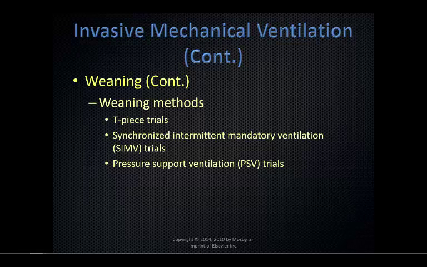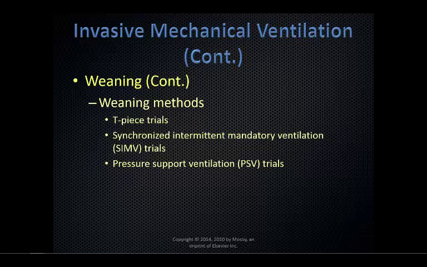T-piece weaning trials consist of alternating periods of ventilatory support with periods of the patient breathing on their own with a T-piece and oxygen being delivered. In between, the patient should be placed on some type of ventilation that will fully support them and provide rest, with a goal to progressively increase the duration of time spent off the ventilator.